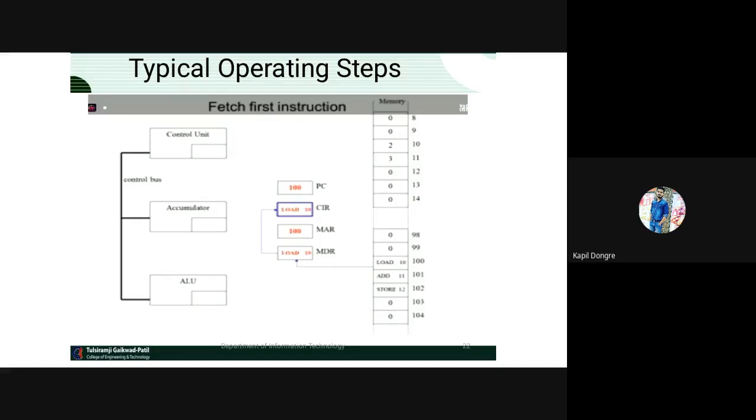After MAR, that 100 contains some instructions. 100 contains some instructions. So that instruction is loaded in MDR. That is called a load.